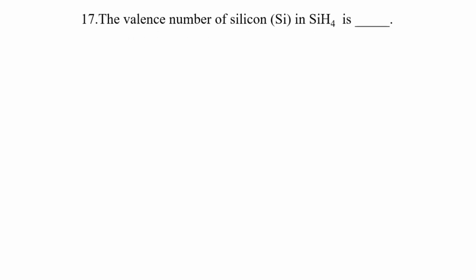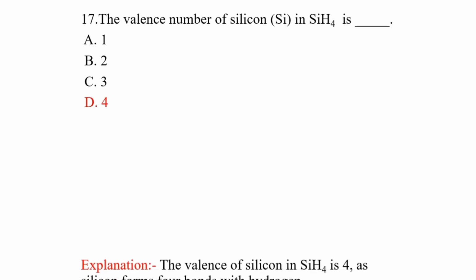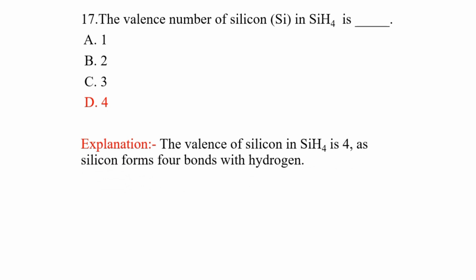Question number 17. The valence number of silicon in SiH4 is A. 1, B. 2, C. 3, D. 4. The answer is 4. The valence of silicon in SiH4 is 4, as silicon forms 4 bonds with hydrogen.